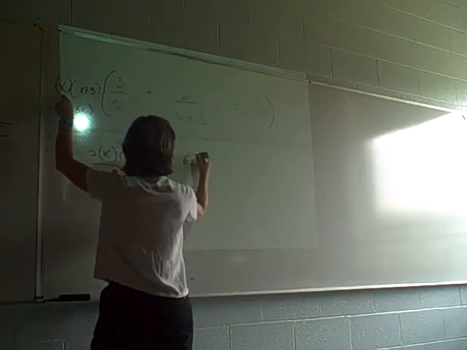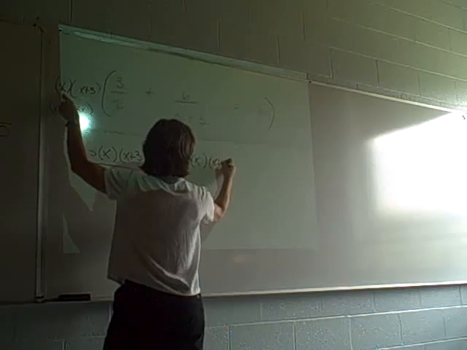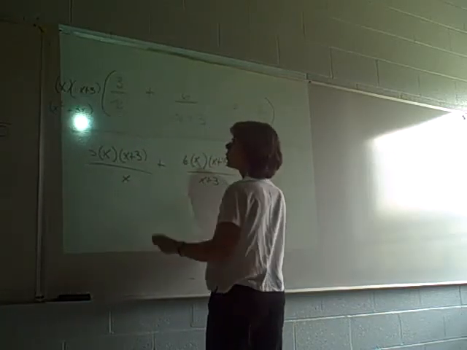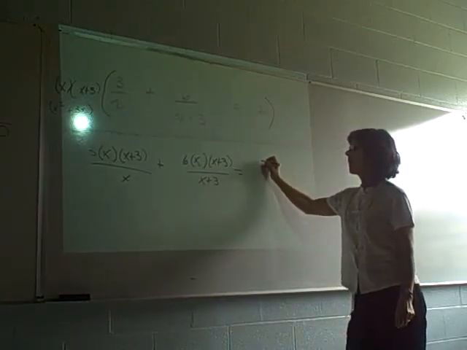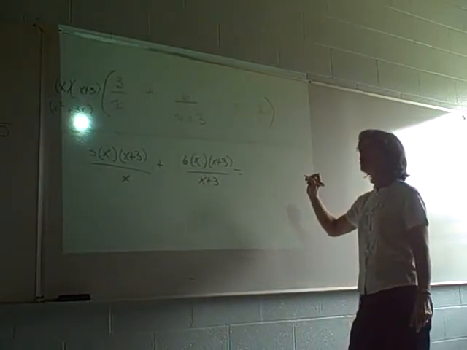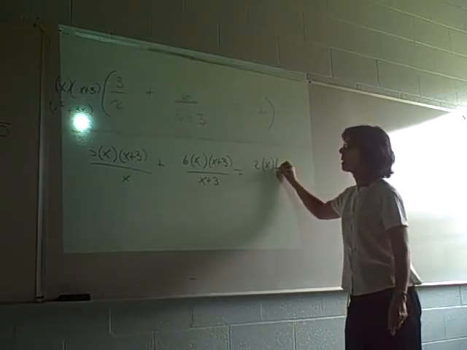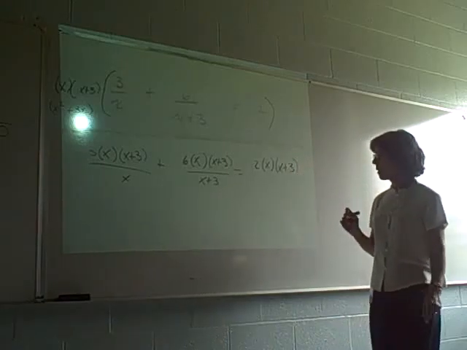Then this is going to be 6x, x plus 3 over x plus 3 is equal to what? But the x on the bottom is also being, oh no, because they cancel out, never mind. Okay, 2 times x, x plus 3.